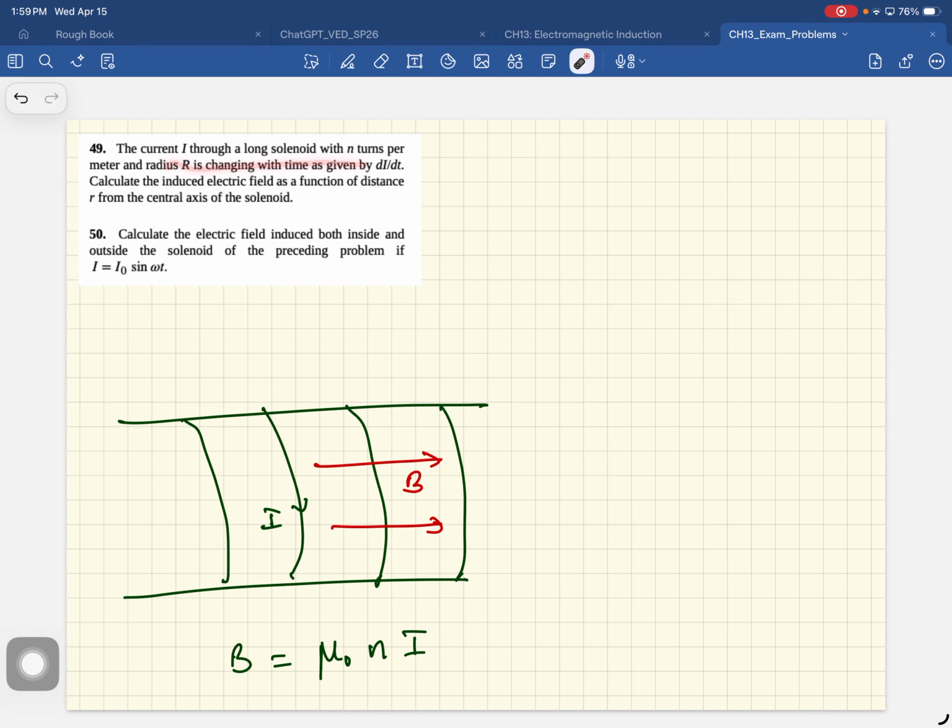So what this expression is saying is the magnitude of the electric field increases as you increase r from the center. So you make a bigger and bigger circle. The electric field here is increasing. It increases till you get to the edge of the solenoid. Okay?